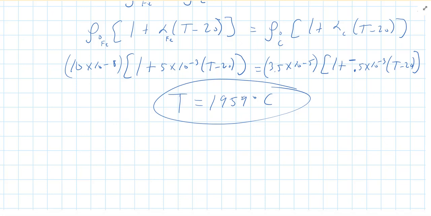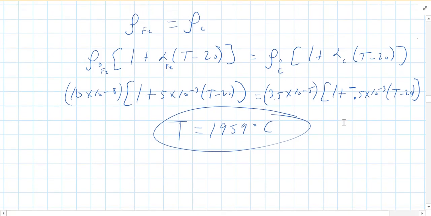Now, could we actually do this? No, I think iron is molten at that point. So you couldn't actually have two solid pieces, one of iron and one of carbon, and make them have the same resistance. The iron would melt before you ever reach that temperature. But it's a good exercise to see, could you do it, using this equation.